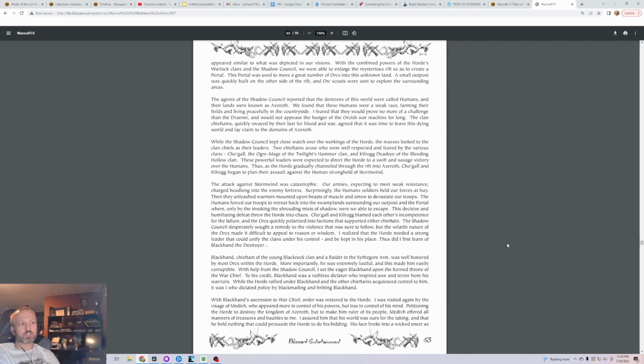Yeah, that's definitely changed, because now Blackhand is not even unifying a Horde until after they've attacked Stormwind.